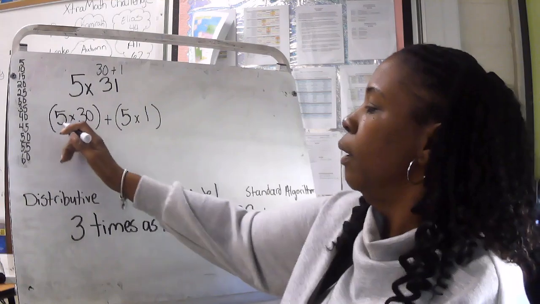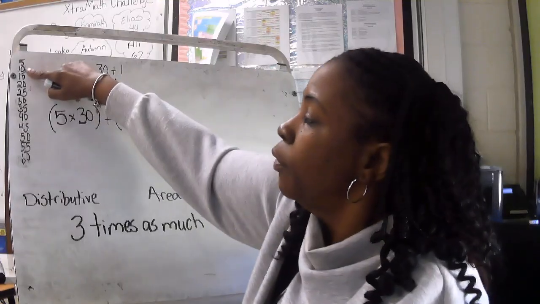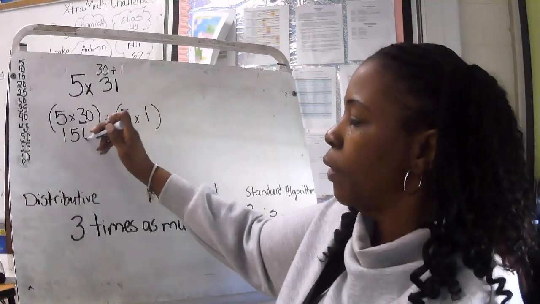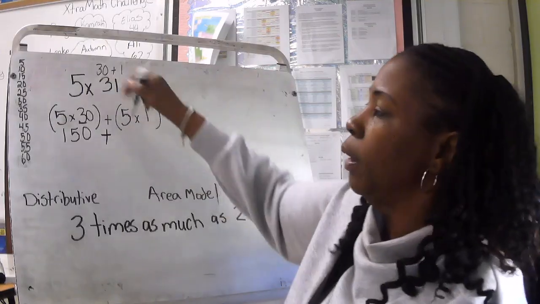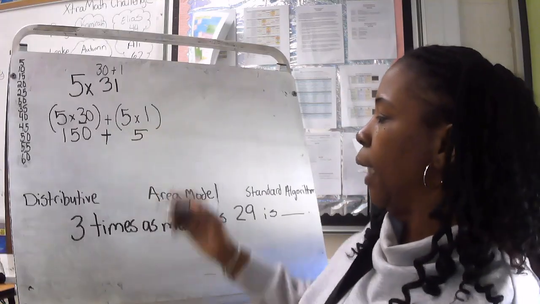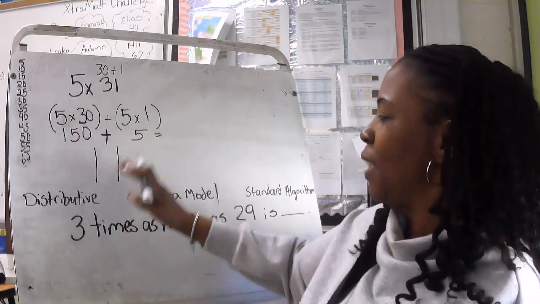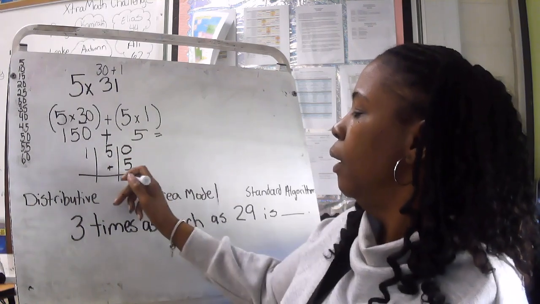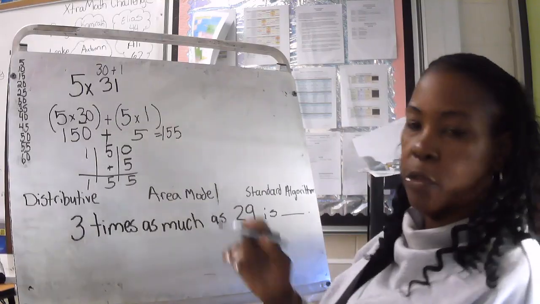So we have our 5 and 3. We already have the multiples of 5, so we're going to go down 3. 1, 2, 3, that's 15. And we have the 0. We're going to bring it down, that's 150. Plus 5 times 1, we just go down 1, and so that puts us on 5. And then we're going to add these two together. And I always tell the kids, do not go horizontal, always vertical. So 150 plus 5 gives us 155. And that's the distributive property.